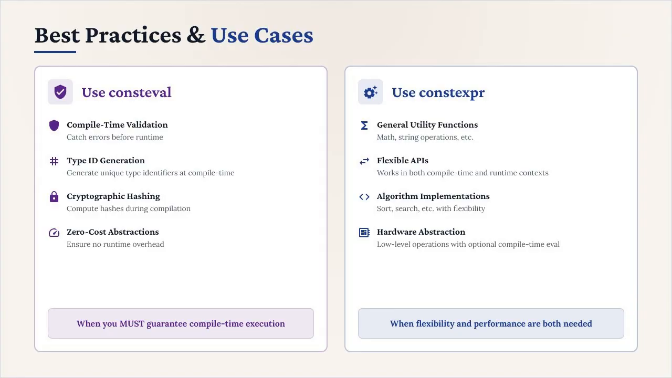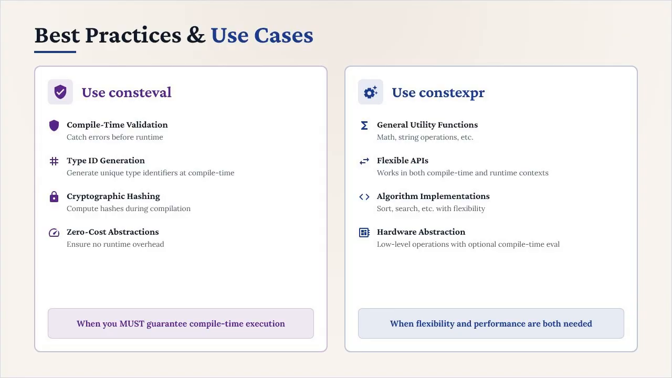A good rule of thumb is to start with constexpr and only upgrade to consteval when you specifically need the compile time guarantee. This approach gives you flexibility by default while still allowing you to enforce compile time evaluation when necessary. It's also worth considering the impact on compilation time.